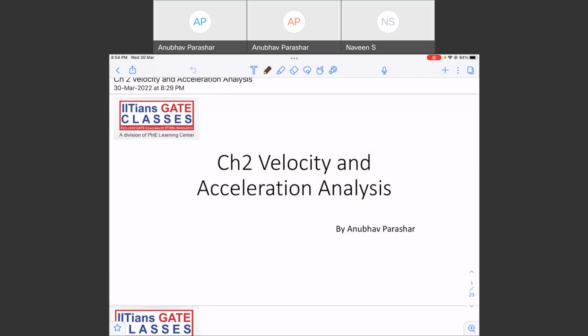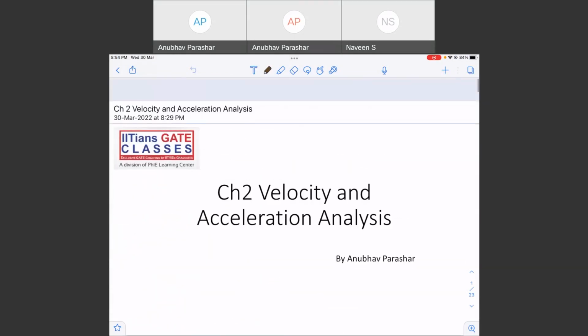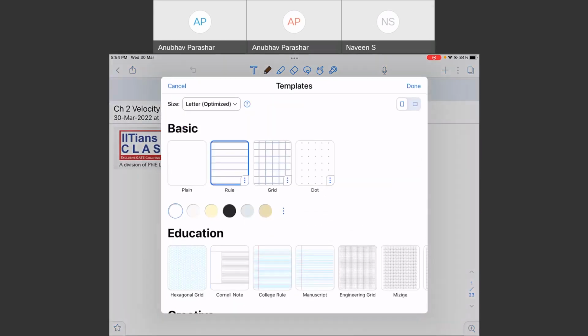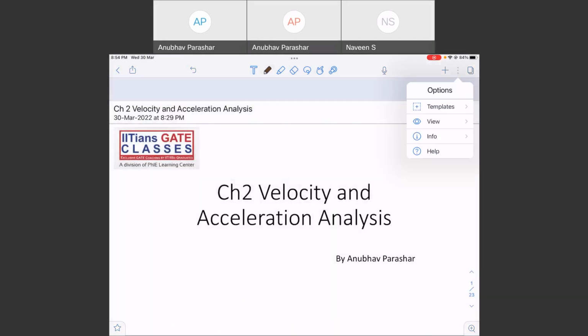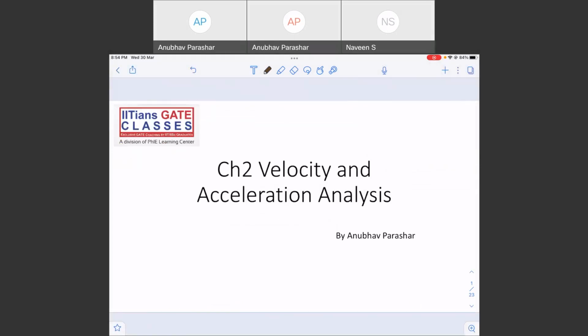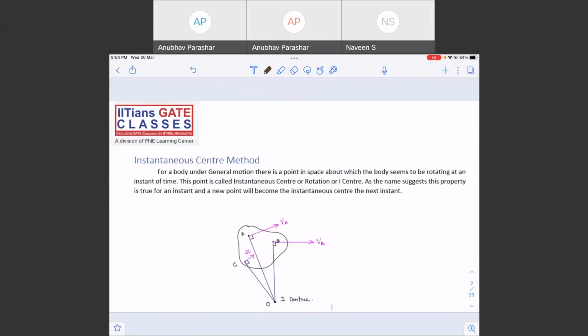Okay, velocity and acceleration analysis. Now let us start with some concept of circular motion. You might have done circular motion, but let us have a brief concept about circular motion, right?